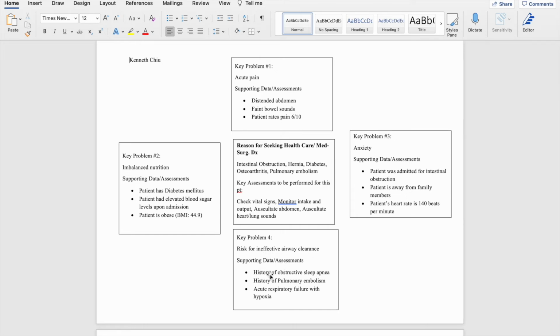And key problem number 4 is the risk for ineffective airway clearance. As we saw, she had a history of obstructive sleep apnea, and she has a history of pulmonary embolism and acute respiratory failure with hypoxia. So this is the first part of our concept map that we fill out. Generally, I fill out the center first, and I use the center to build upon the key problems.